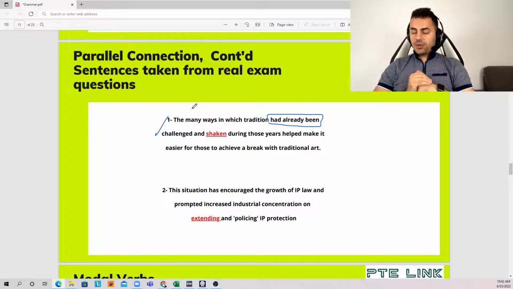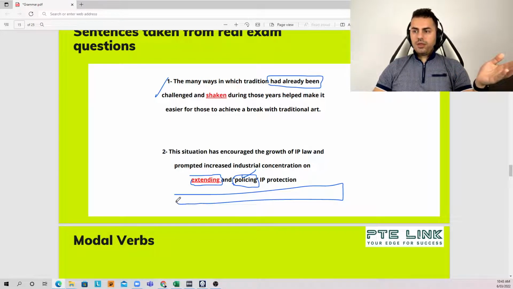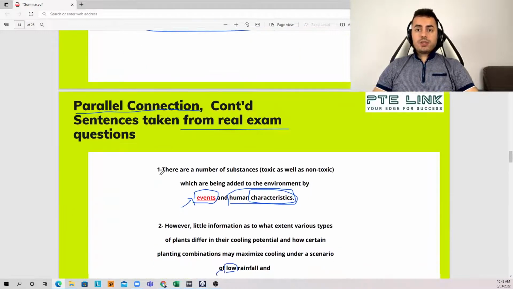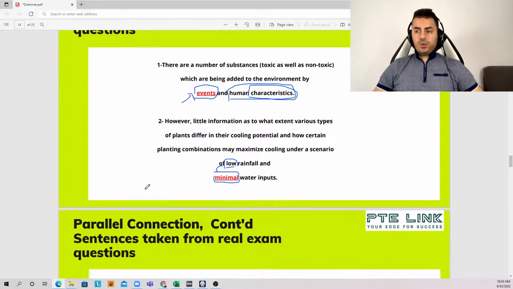Another one, in terms of the present participle: the situation has encouraged the growth of IP law and prompted increased industrial concentration on extending and policing IP protection. Extending, verb plus ing, policing, verb plus ing. Once you know that this one is a verb with ing, you look at the options underneath for the verb with ing and you check if it makes sense, then you go ahead. Parallel connection, we spent a lot of time on that topic because it is one of the most important topics. Make sure you watch this video twice so that you get familiar with this rule.